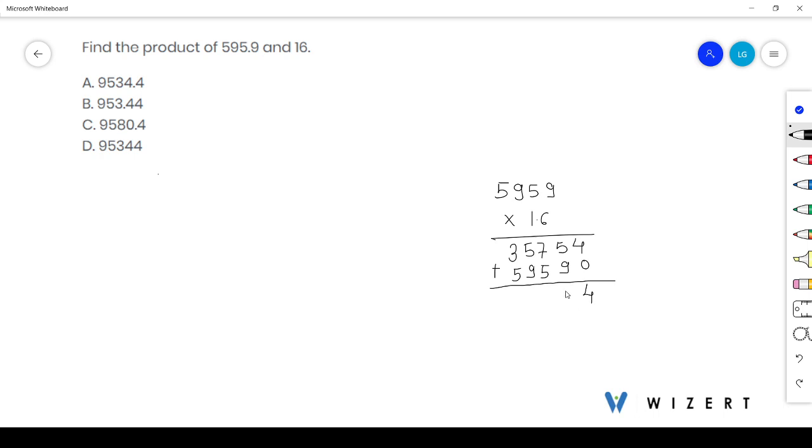4 plus 0 is 4. 9 plus 5 is 14. 1 carry over. 7 plus 6 is 13. 1 carry over. 9 plus 6 is 15. 1 carry over. 5 plus 4 is 9. So it is 95,344. Now, if we put the decimal point here, in total, there is 1 decimal number.